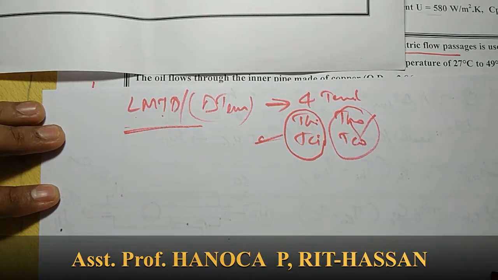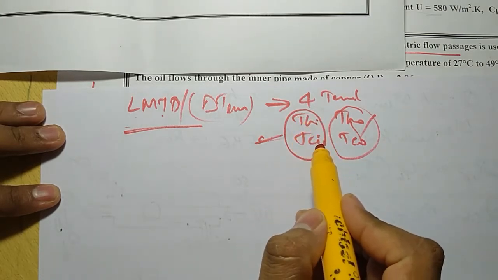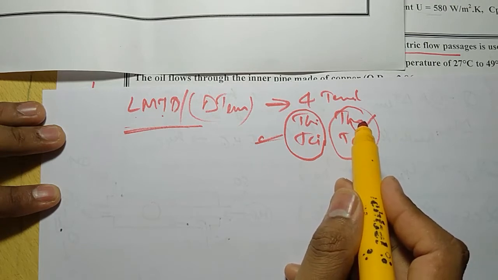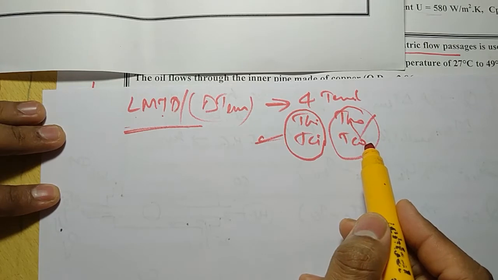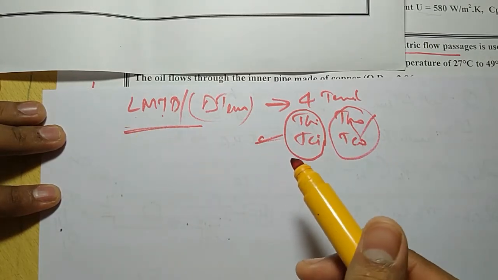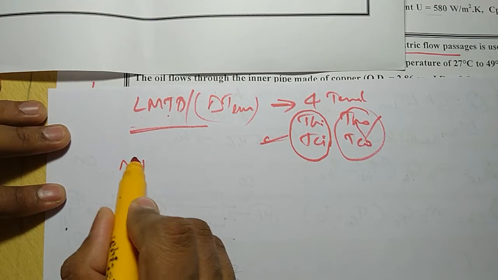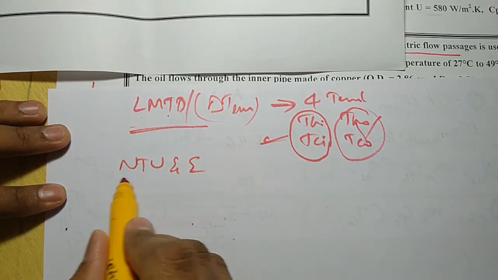In most of the cases in the heat exchanger problems, you know only the hot fluid inlet temperature and cold fluid inlet temperature, but you don't know what will be the hot outlet temperature and cold outlet temperature. In that condition, you cannot solve using the LMTD. It becomes very difficult to solve in the LMTD problems. So in that condition, the NTU and effectiveness method came into the picture.